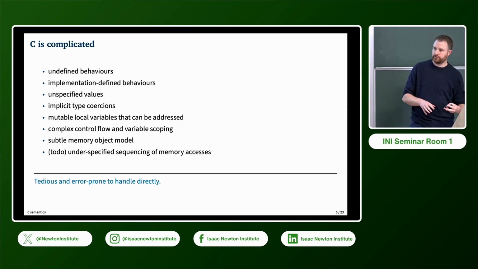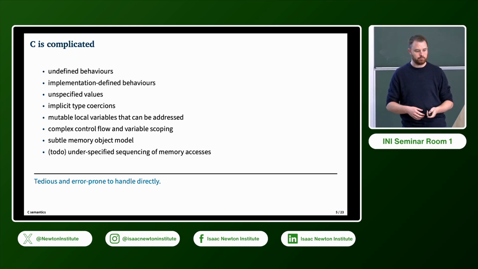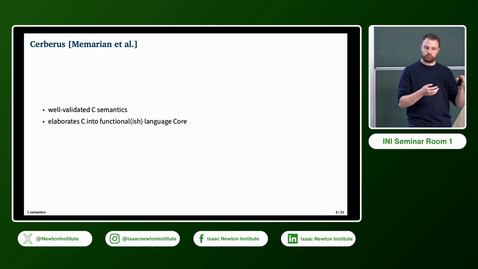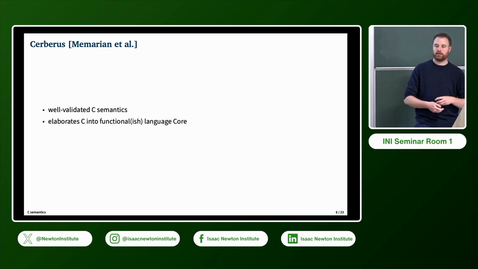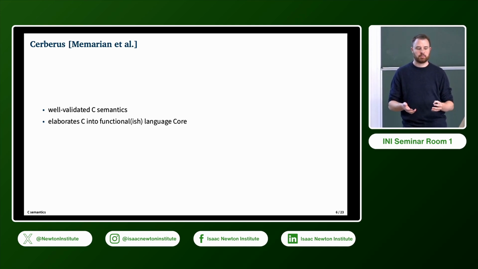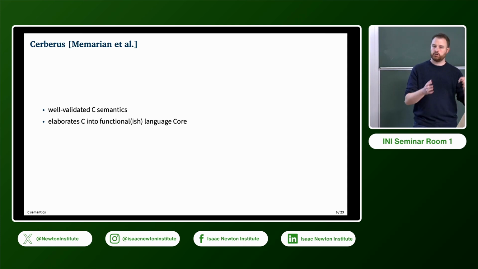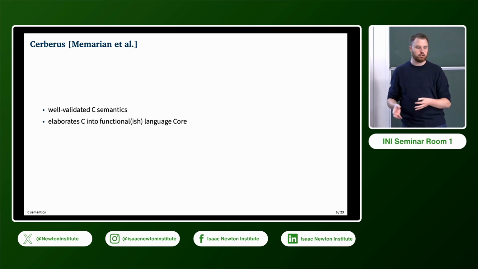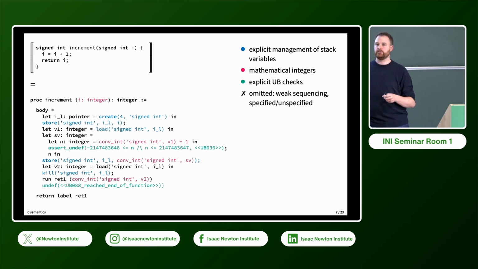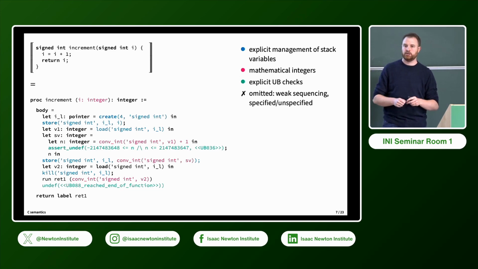So we don't try to do this directly inside the type system, but instead build on an existing semantics for C. It's called Cerberus, by Kayvan Memarian and others, and that's a well-validated C semantics. It works by elaboration, so it defines the semantics of C by translating it into another language called Core, a functional-ish language with more straightforward semantics. The idea is that the translation makes everything that's complicated about C, or almost everything, explicit in the output Core program.